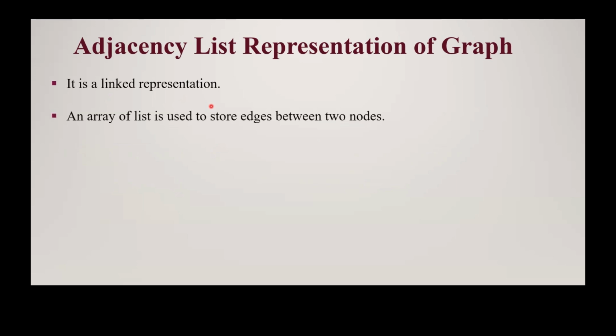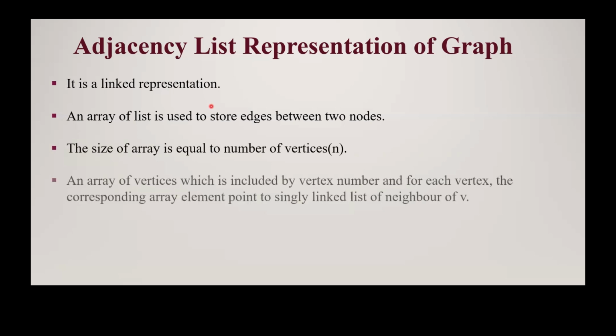So next we have to know the adjacency list representation of a graph. This is the third way to represent a graph in a data structure. We can say it is a linked list representation. Here an array of lists is used to store the edges between two nodes. The size of the array is equal to the number of vertices. For each vertex, the corresponding array element points to a single list of its neighbors.